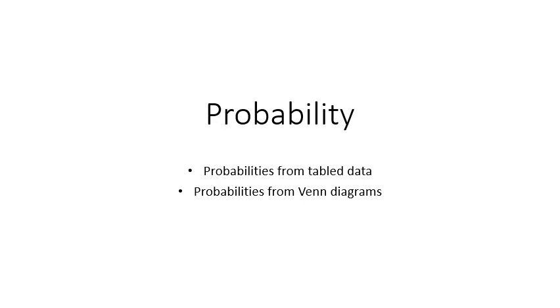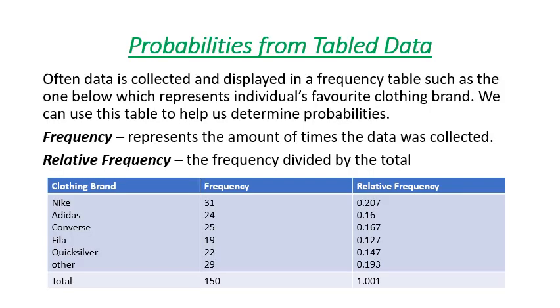Okay, this video tutorial looks at the mathematical strand of probability, and more specifically we're going to focus our understanding on probabilities from table data and probabilities from Venn diagrams. So when we're looking at probability from table data, we're usually looking at a frequency chart, such as the one below. This one represents individuals' favourite clothing. And we can use this table to help us determine probabilities of this certain population that we're looking at.